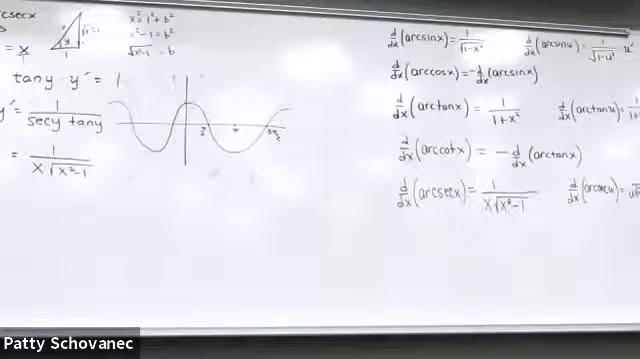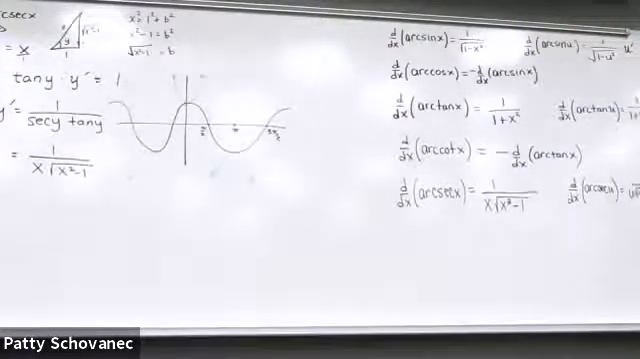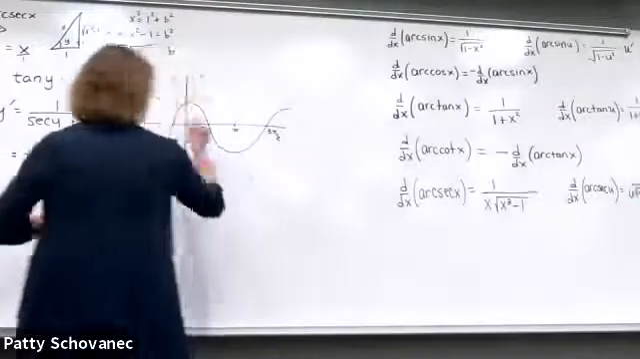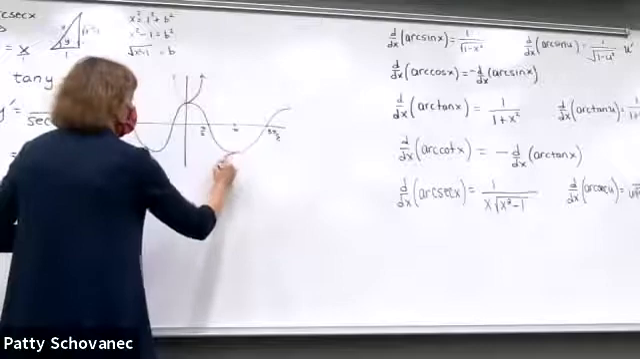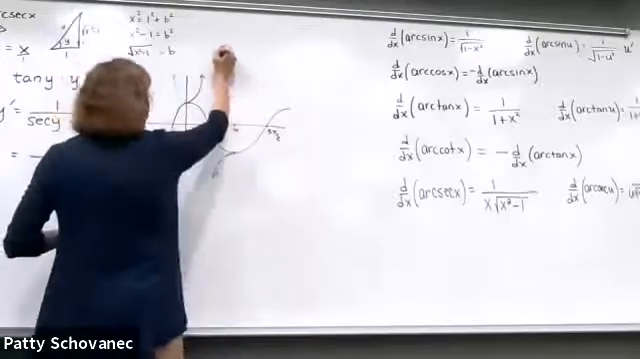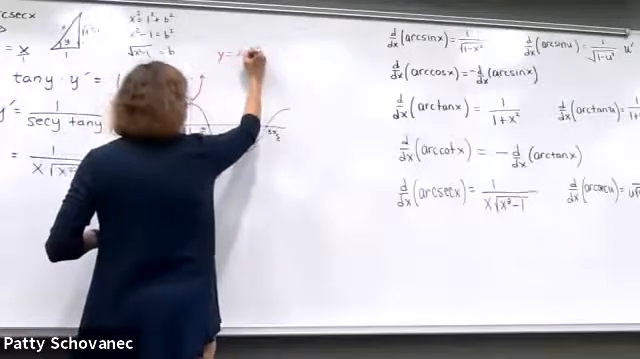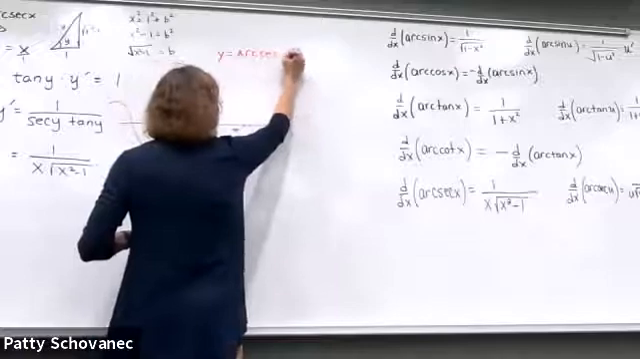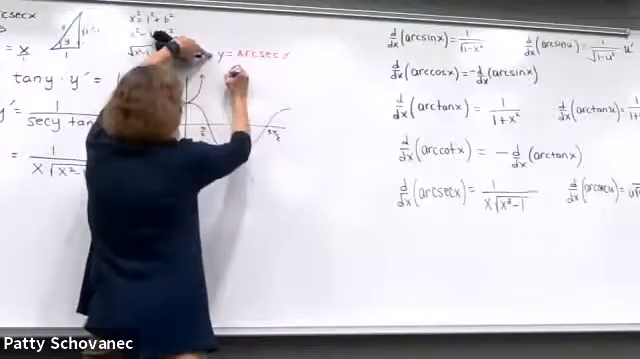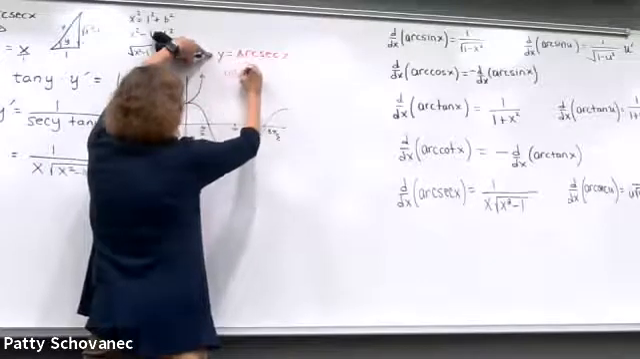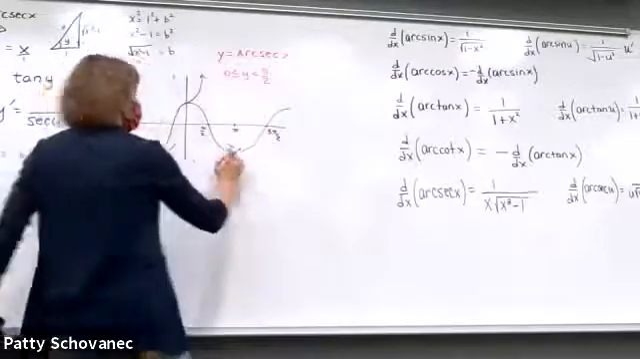Here's where we cut off the graph to define the inverse secant function. We take this piece right here and this piece right here. So the definition of y equals the arcsecant of x has these y values between 0 and pi over 2, and then between pi over 2 and pi.